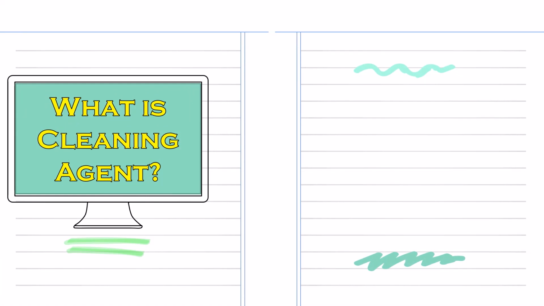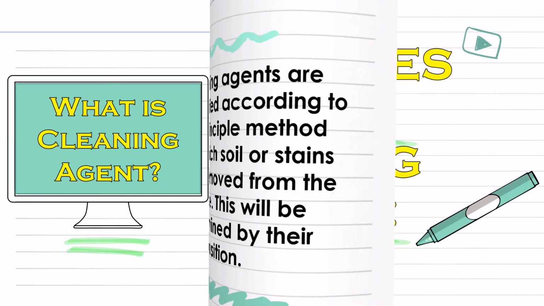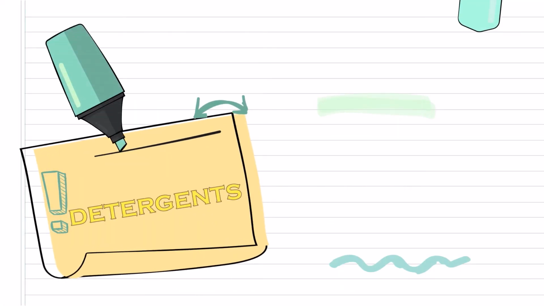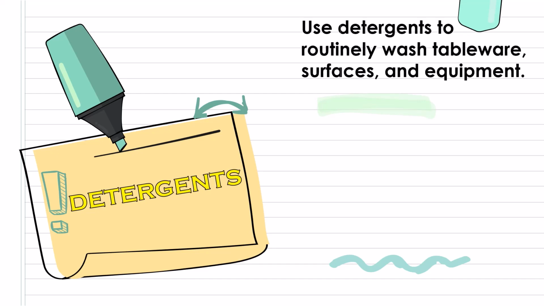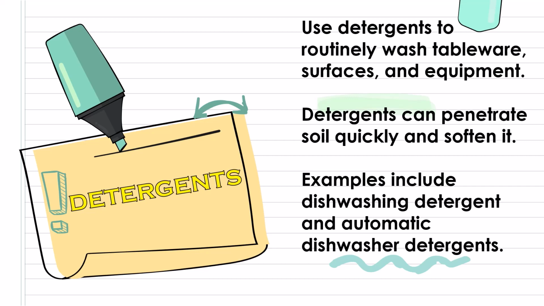What is cleaning agent? Cleaning agents are classified according to the principal method by which soil or stains are removed from the surface. This will be determined by their composition. Cleaning agents are divided into 4 categories. First is detergents. Use detergents to routinely wash tableware, surfaces, and equipment. Detergents can penetrate soil quickly and soften it. Examples include dishwashing detergent and automatic dishwasher detergents.